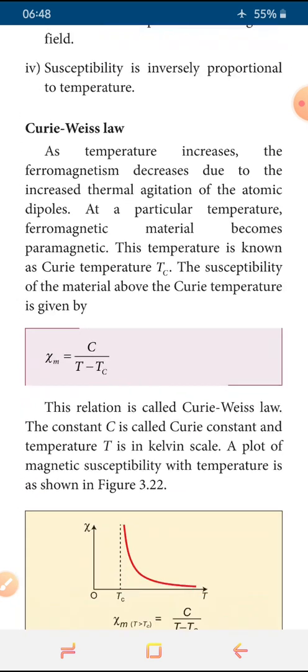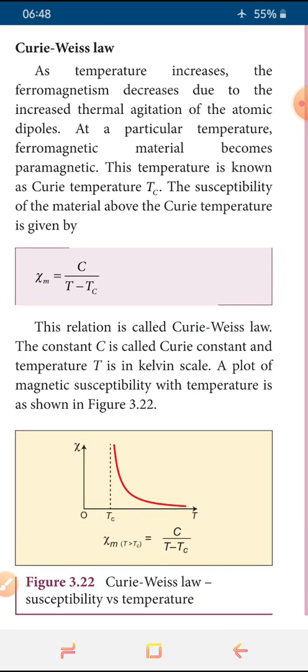Next we will discuss Curie's Weiss law. We studied this for the last materials also. Curie's law explains the property of ferromagnetic materials, and from this we can say that as temperature increases, the atoms get thermal energy and vibrate more and more than before. Due to the increased thermal agitation of the atomic dipoles, the ferromagnetic properties are affected.